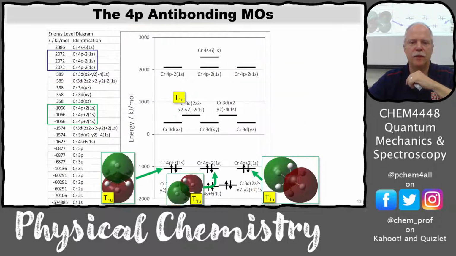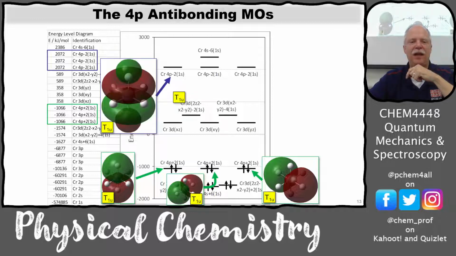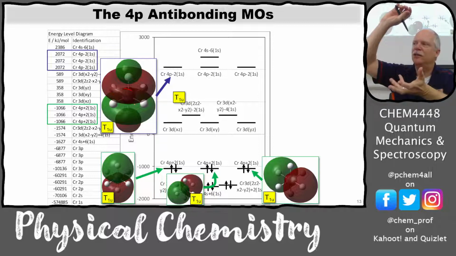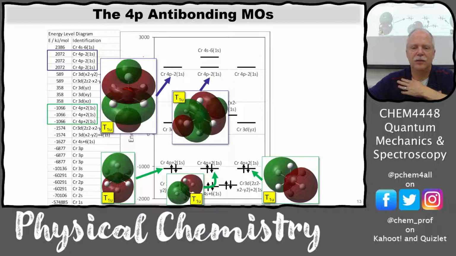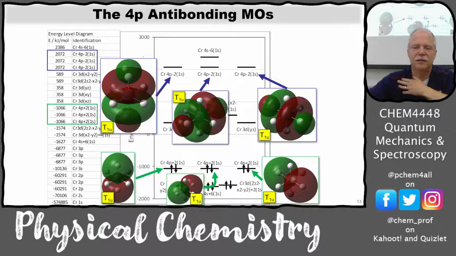Okay. And so let's look at the p antibonding. So the 4p bonding ones are down here at the bottom. Up here are the antibonding ones. So it's really kind of a strange thing. This p orbital, the 4p orbital, is really squished like a pancake because of those hydrogens on the top and the bottom. Okay. And then this one, front and back, the x-axis, and then the y-axis.